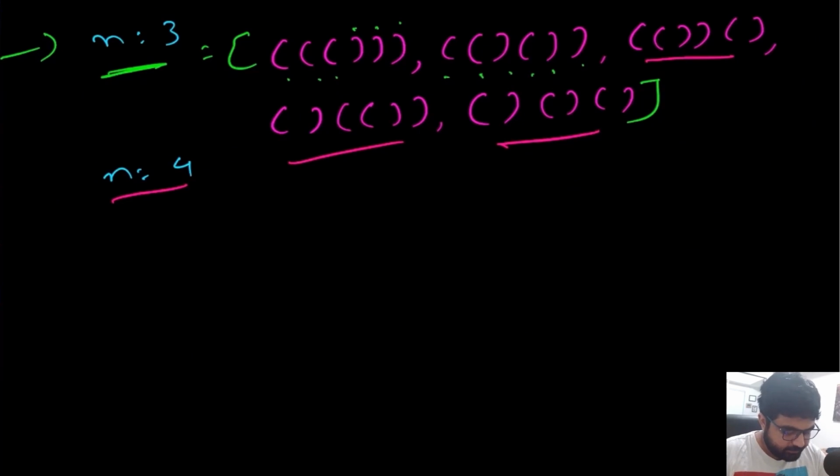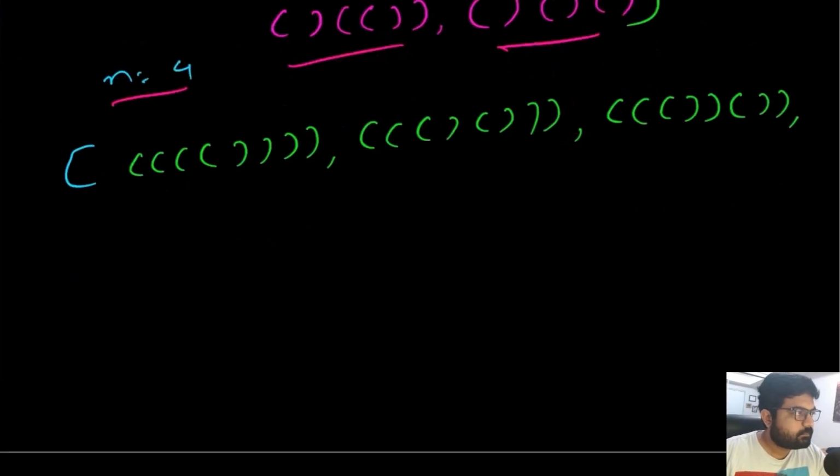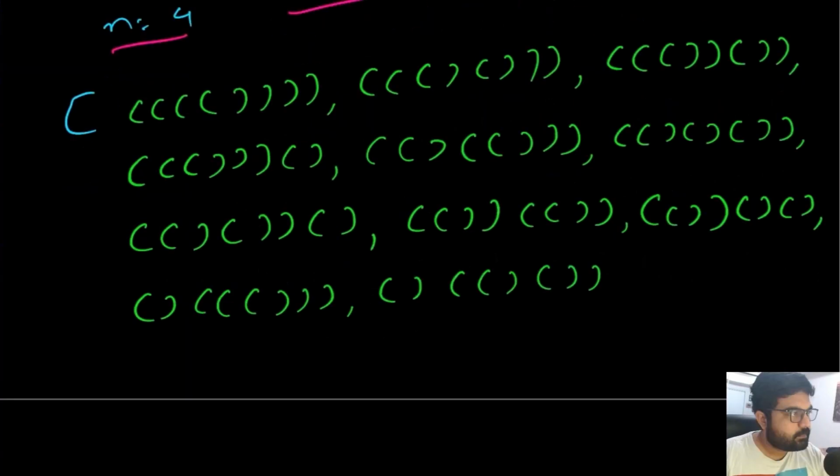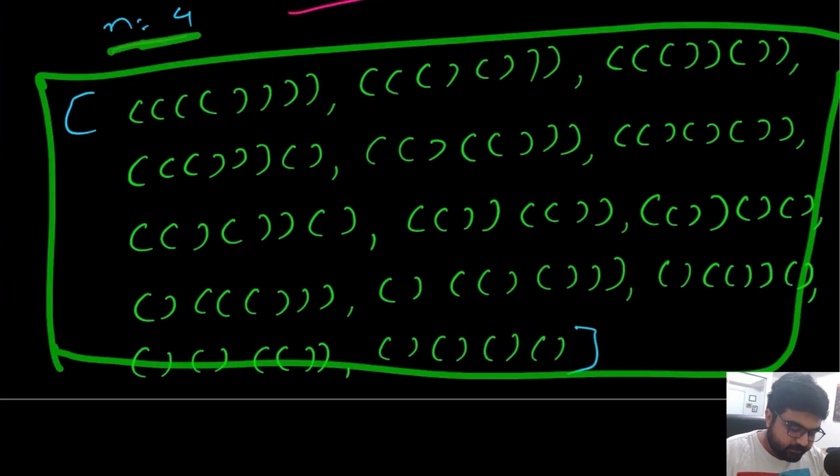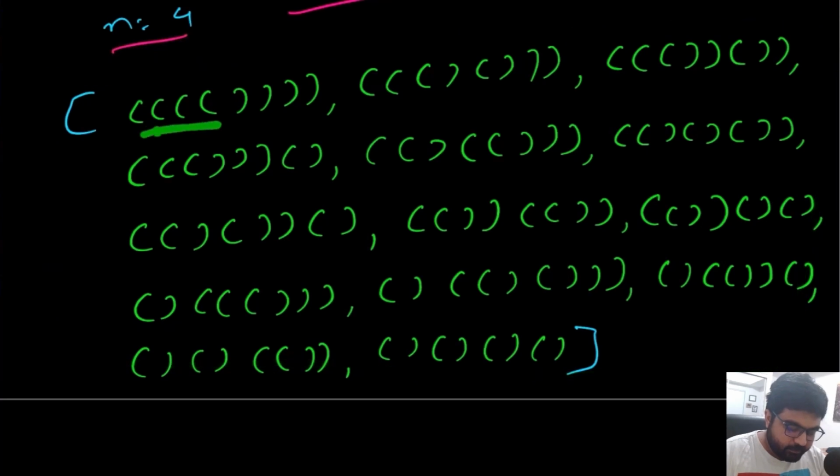Same way, if we try to do it with n is equal to 4, the answer is going to be pretty huge. So let me just draw it over here. So these are all the possible pairs we can make when n is equal to 4, and basically we are using 4 opening brackets and 4 closing brackets and arranging them in different sizes. So this is a very interesting problem. Now let's see what are going to be the different approaches to solve this problem.